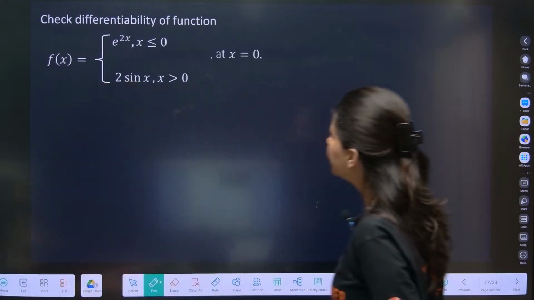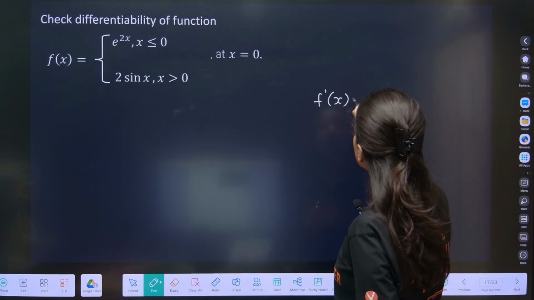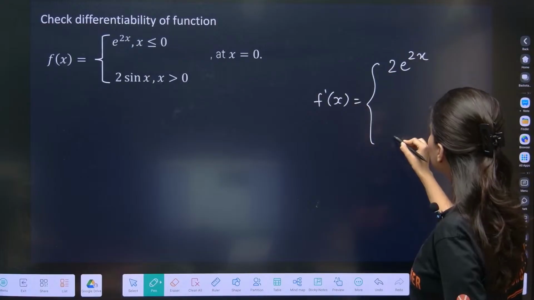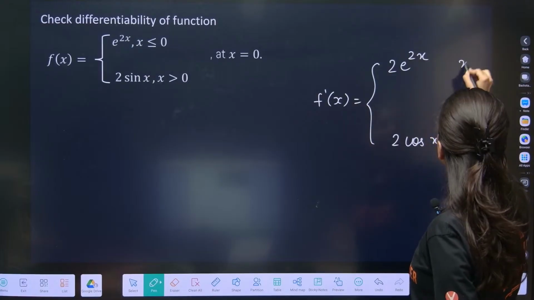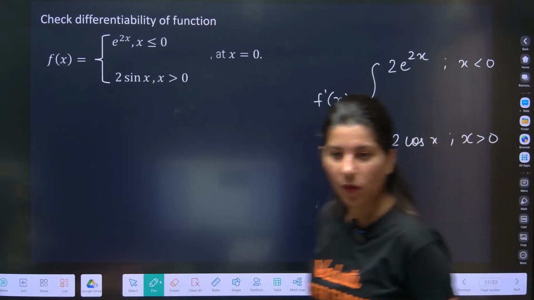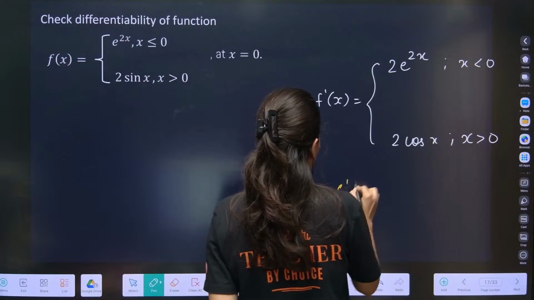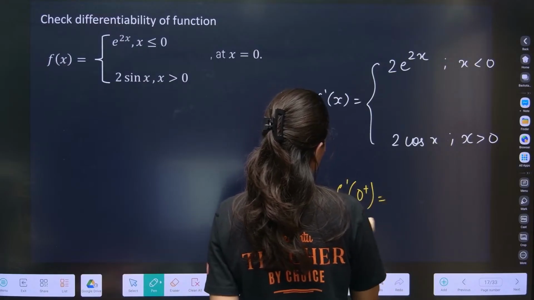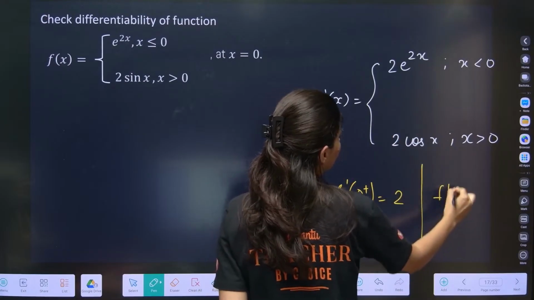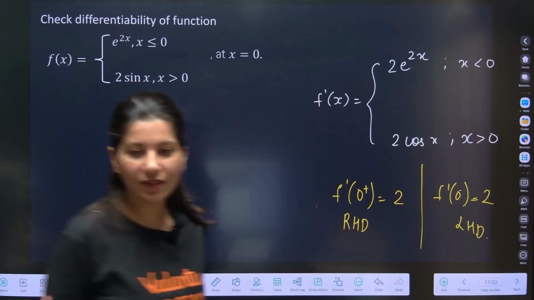All right, so if method 3 you are going to apply, then f dash x, tell me, 2 e power 2x for x less than 0, and 2 cos x for x greater than 0. Okay? All right. Now, tell me, f dash 0 plus, that means right hand derivative, is what? 2. F dash 0 minus, left hand derivative, is 2. Then, what can we say?